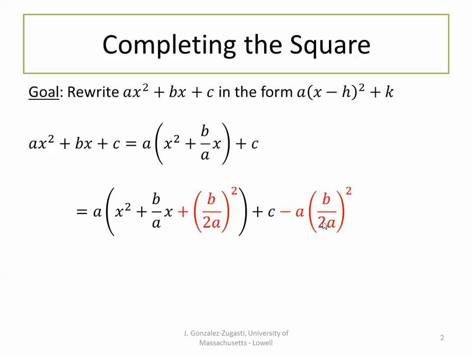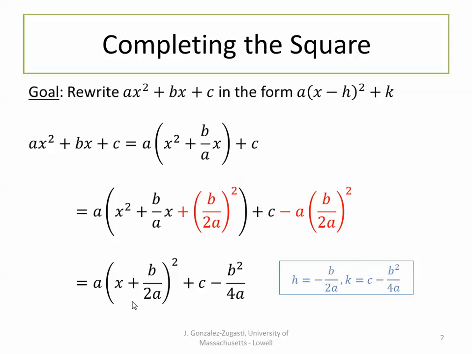Alright, so now that we've done that, the term in the big parentheses can be written as (x plus b over 2a) squared. And here is how we write it in terms of a times (x minus h) squared plus k. Here our h is equal to negative b over 2a, and our k is equal to c minus b squared over 4a.